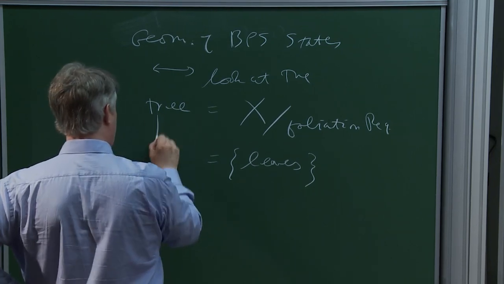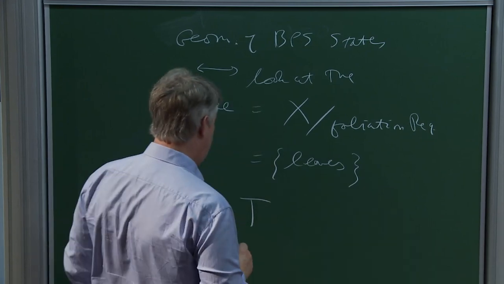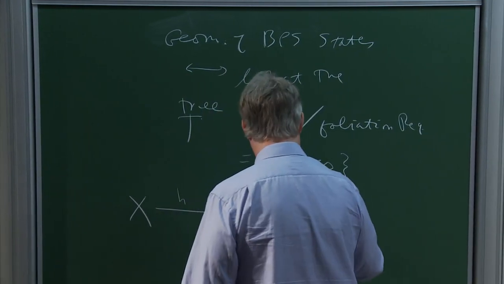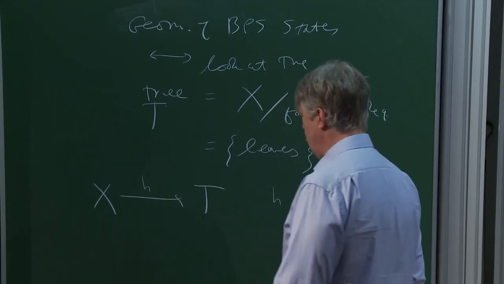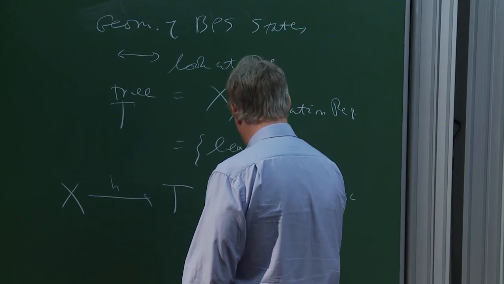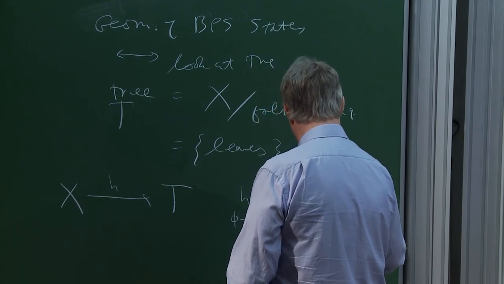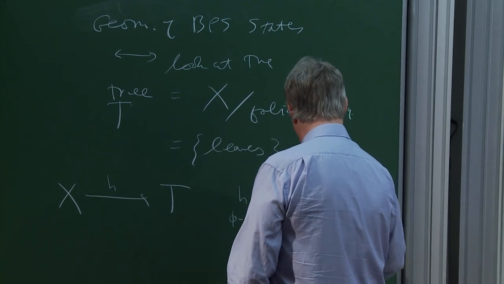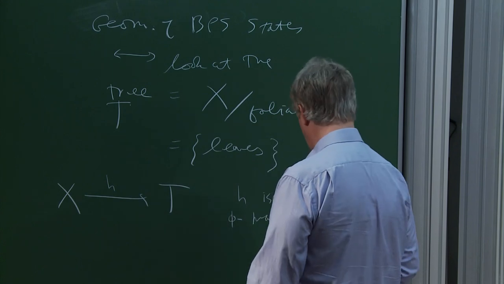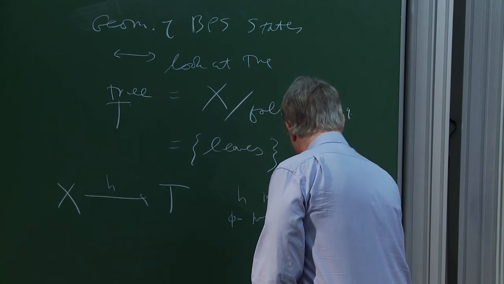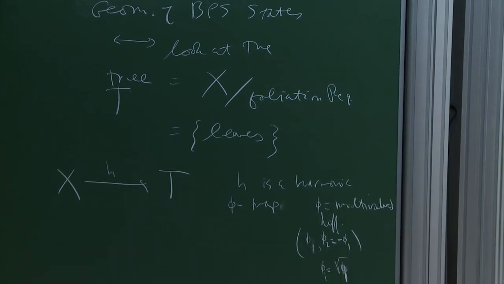Okay, so let's call that T. And we have a map, just the projection from X to T. This guy is a tree, and this map, let's call it H. H is what's known as a harmonic map. In fact, it's a harmonic phi-map, where phi in this case is the quadratic differential, but in general is the spectral curve. In this case, it's just the square root of Q, this quadratic differential. If we take the square root, that's a differential, but it's only defined up to sign.